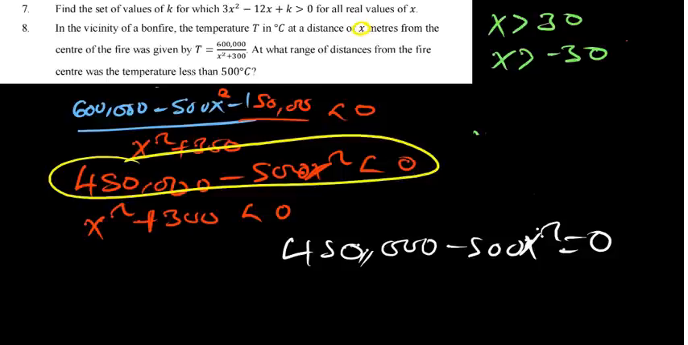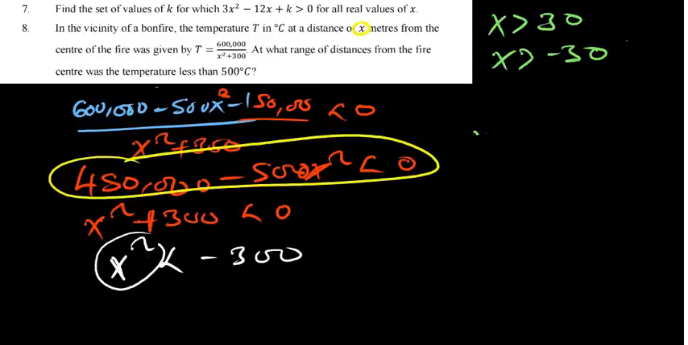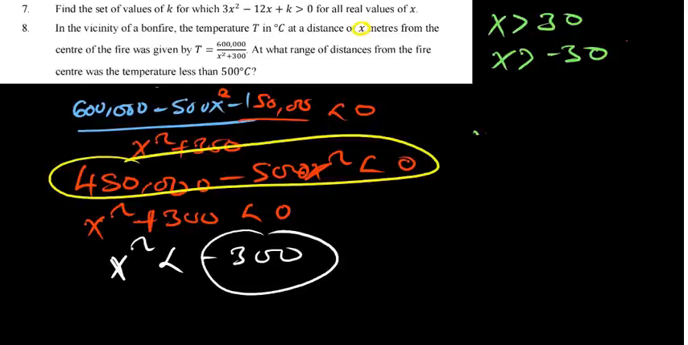So now we'll go to this part here. This is going to be x squared less than negative 300. Guys, you can't square a number and come out with a negative. So what do you do with that? You can't square a number and get a negative, so you leave it there.